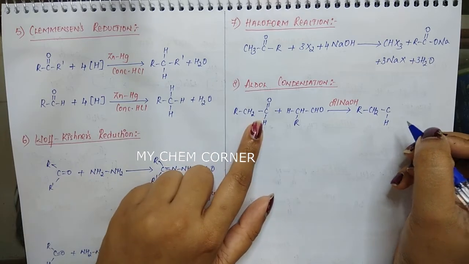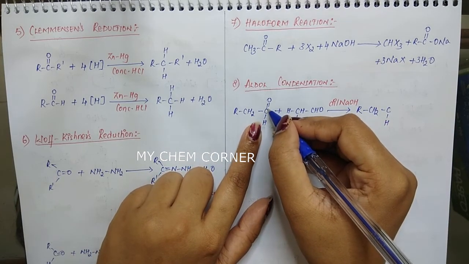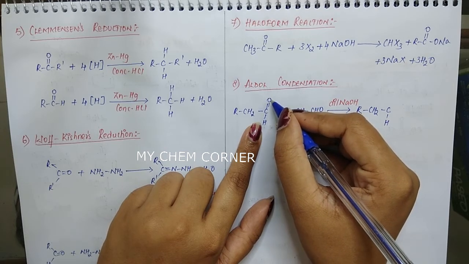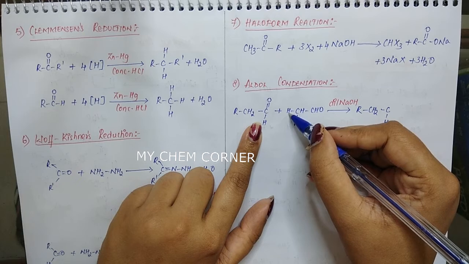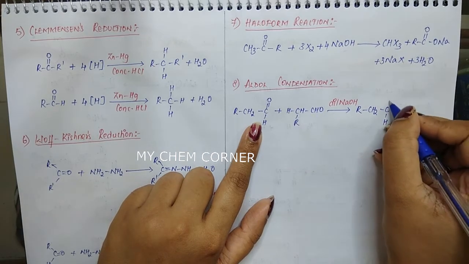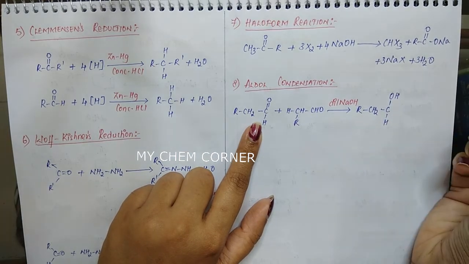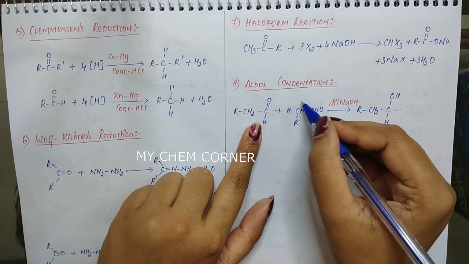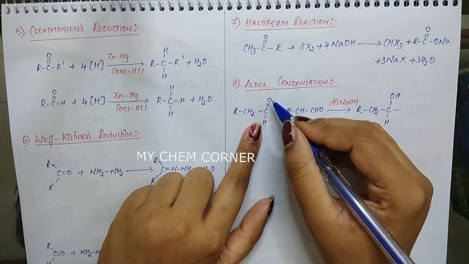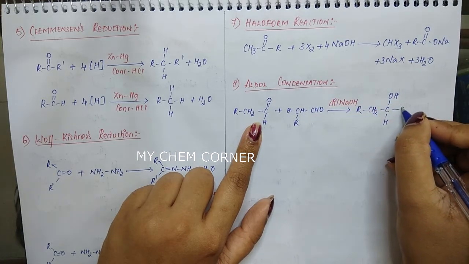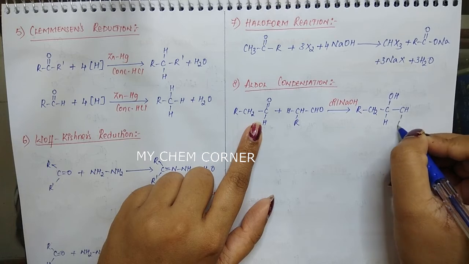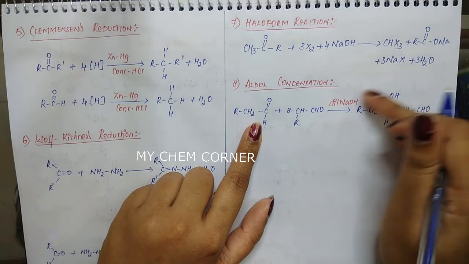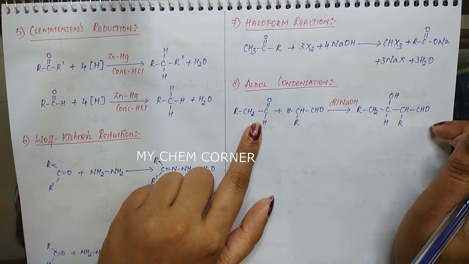It's all the same. But here what happens is, this double bond will break and you have an oxygen here. This oxygen is going to pick up a hydrogen from this carbon. So it's going to become OH, and this carbon is going to be bonded directly to here after this hydrogen goes out. So you will have a CH, then the remaining part of the R group and CHO. So you have this as your product.